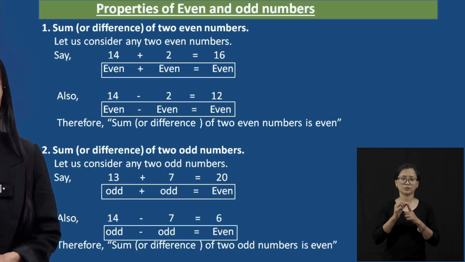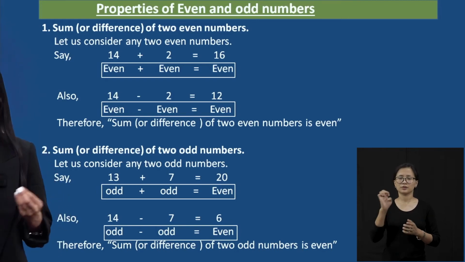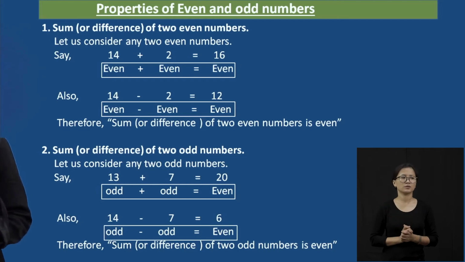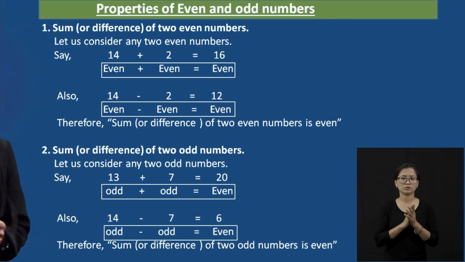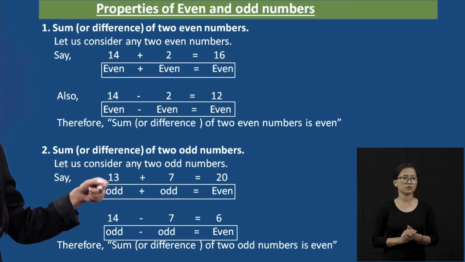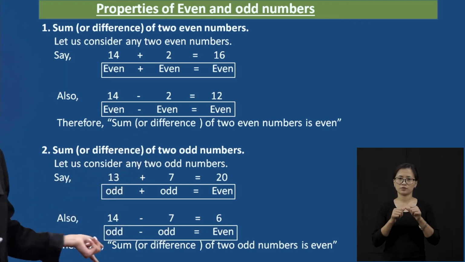Properties of even and odd numbers. So, even and odd numbers have so many properties. First, we will discuss the sum or differences of two even numbers. It is similar to the question which we did in question number 5a and b.